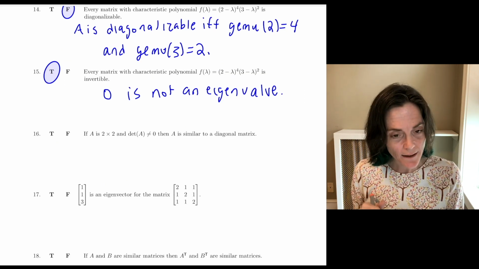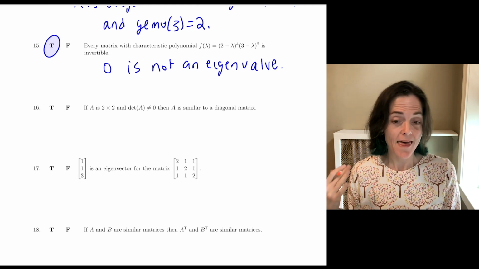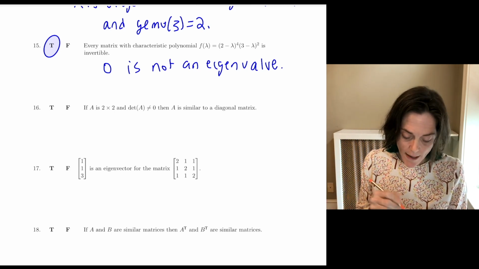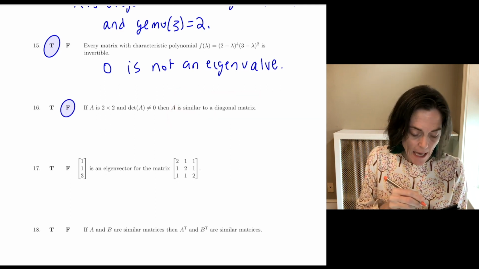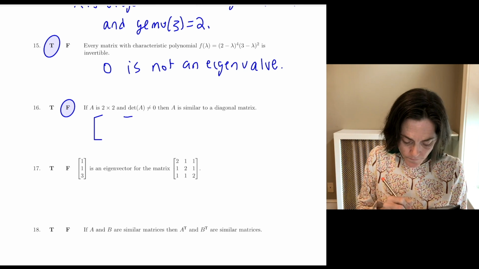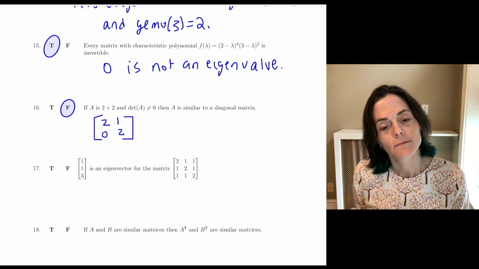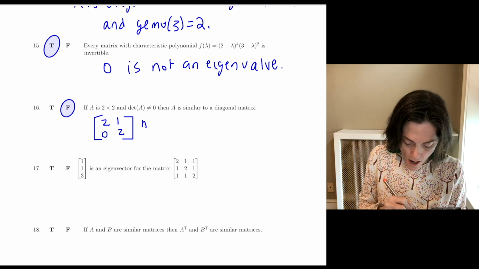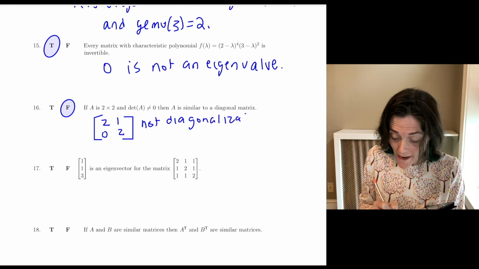Number 16, if A is 2 by 2 and the determinant of A is not equal to 0, then A is similar to a diagonal matrix. Well, this part just says that A is diagonalizable. This is false. We can come up with an example like this, 2, 2, 1, 0. You see, this is not diagonalizable. We have only one eigenvalue.